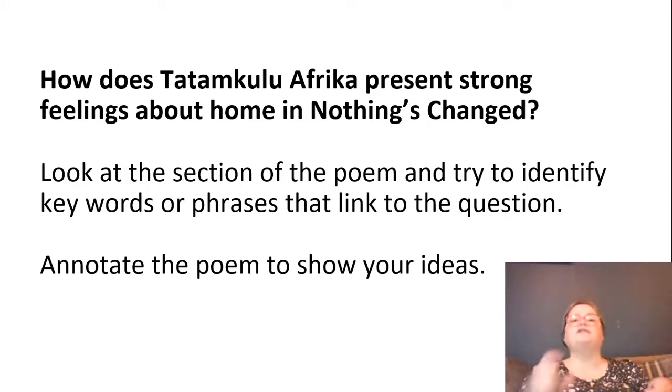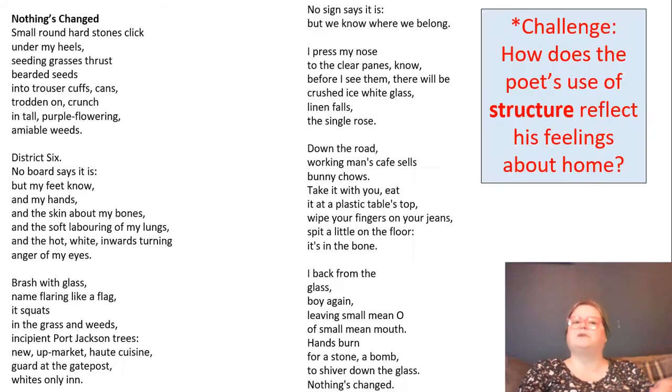So we're going to go through this verse by verse, and the question at the top then is, how does Tatamkhulu Afrika present strong feelings about home in Nothing's Changed? So we're going to look at sections of the poem and try to identify keywords or phrases that link to the question. And we're going to annotate as we go, which is going to build your ideas. Although, as I said, that might be tricky if you can't print, and it's going to be tricky for me to show where I'd normally just write on the board at school. Okay, but we'll have a go. We'll talk about annotation while we do it.